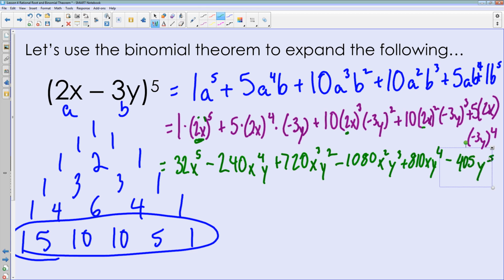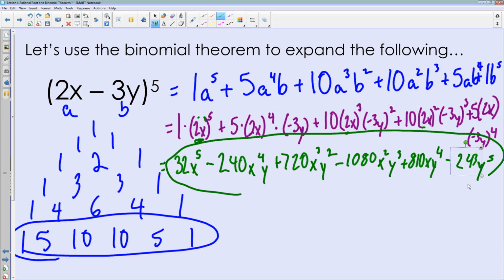I think I did that right. So let's see. 3 cubed is 27. And 3 to the fourth is 81. And 81 times 3, whoops, is 243, not 405. Silly goose. 243. I thought that number seemed off. But anyway, so that is your final expansion. So that's kind of the binomial theorem and expanding polynomials in a nutshell.